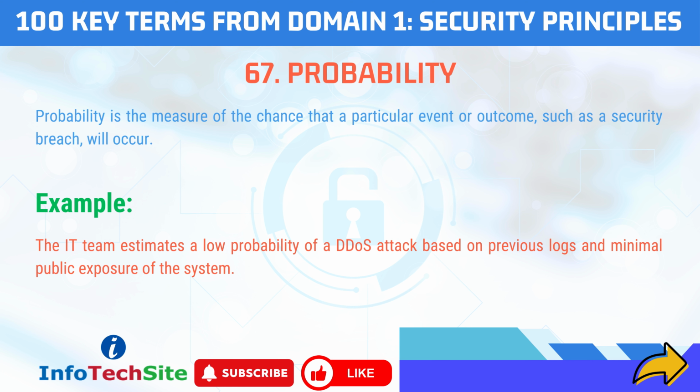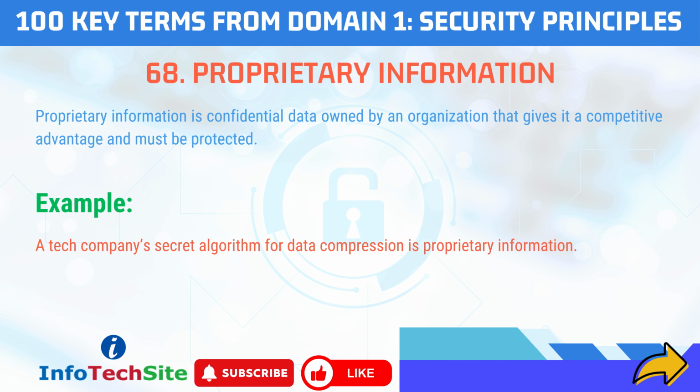67. Probability. Probability is the measure of the chance that a particular event or outcome, such as a security breach, will occur. For instance, the IT team estimates a low probability of a DDoS attack based on previous logs and minimal public exposure of the system. 68. Proprietary information. Proprietary information is confidential data owned by an organization that gives it a competitive advantage and must be protected. An example includes: a tech company's secret algorithm for data compression is proprietary information.